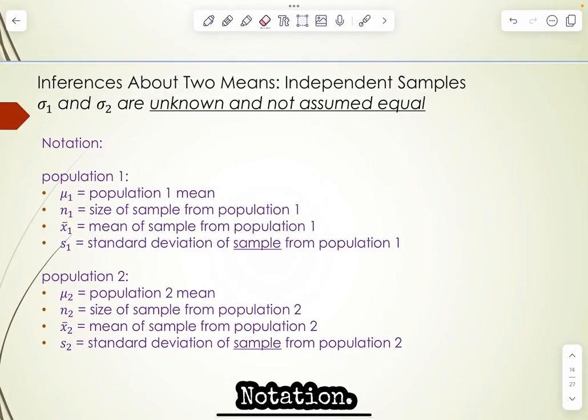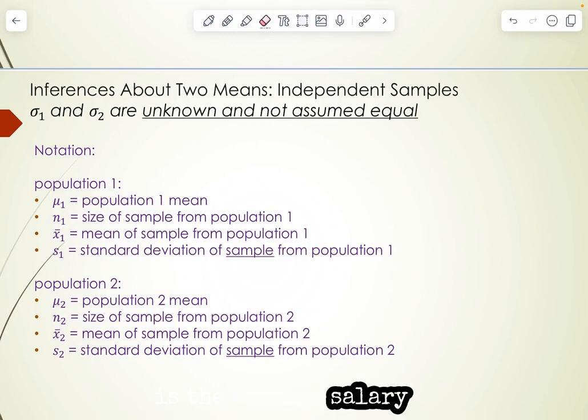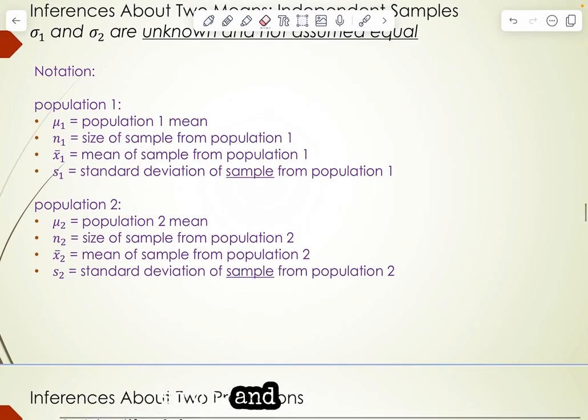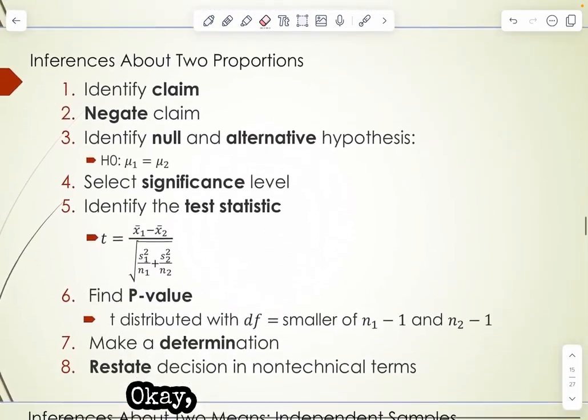Okay, notation. Two means: is the average salary of teachers greater than that of people in legal services? Are they greater or pretty much the same? Comparing two population means. Okay, so you have mu1, the actual population mean of the first population, which we do not know, and n1 is the sample size from the first population. x bar 1 is the mean of the sample from the first population, and so on, right? We can read that.